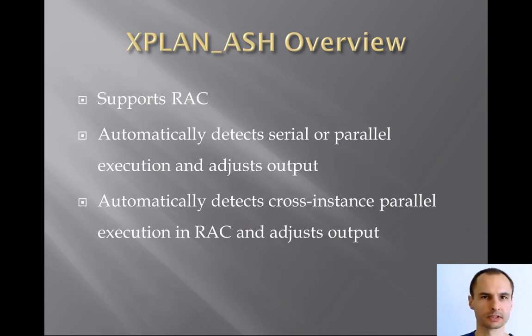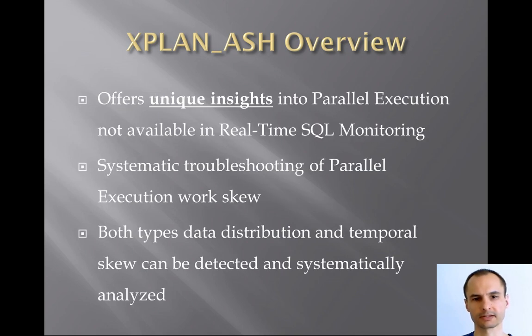explain-ash also supports RAC, so you can do remote instance analysis. It supports cross-instance parallel execution, which can also happen in a RAC environment, where parallel execution actually uses multiple nodes of your cluster. Then it automatically detects whether this is a serial or parallel execution, so it only shows the corresponding sections of the output that are applicable. There is no point in trying to extract information about parallel workers if there is no parallel execution, for example. So again, it basically adjusts automatically to what it detects.